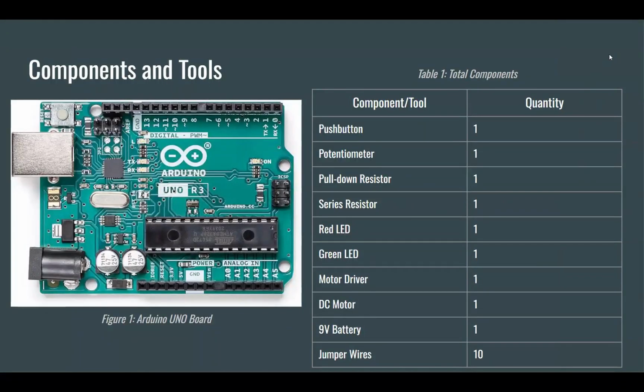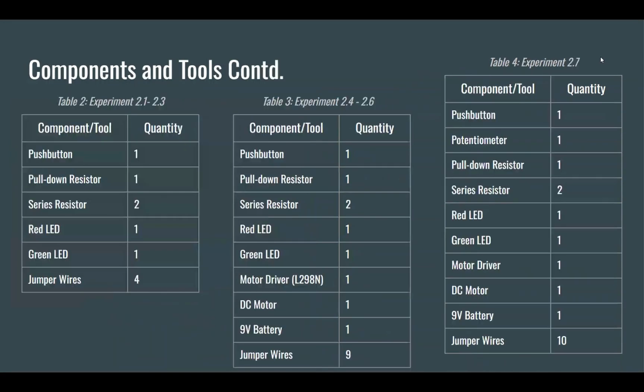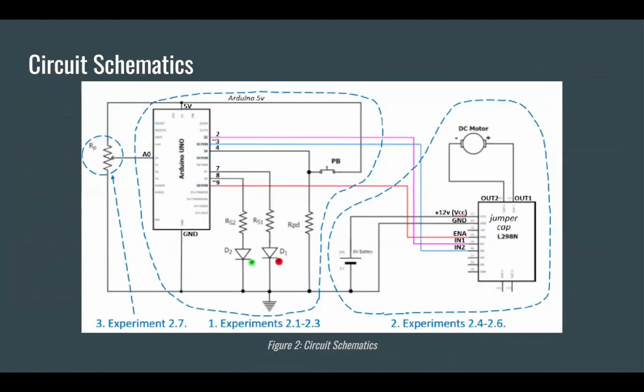My name is Jason Martinez, and I will be going over the experimental details. Starting off with the components and tools, Table 1 shows us the complete component list for the whole lab, and then Figure 1 shows us the Arduino Uno board. Moving on, we have a more detailed view and breakdown of the components and tools needed for each experiment. Let's go over the circuit schematics now. So we have 3 total circuits here. The first one being for experiment 2.1 through 2.3, and then the second one being 2.4 through 2.6, and finally the third circuit used for 2.7.